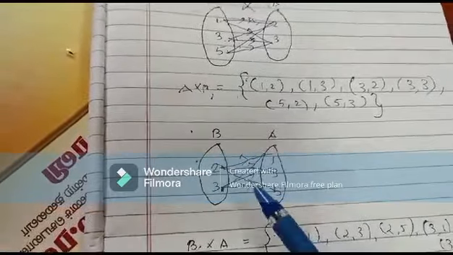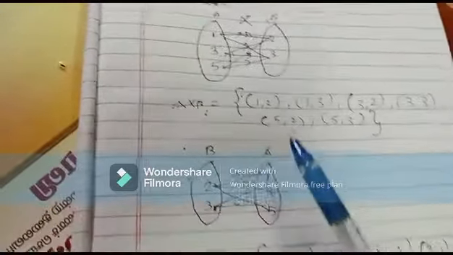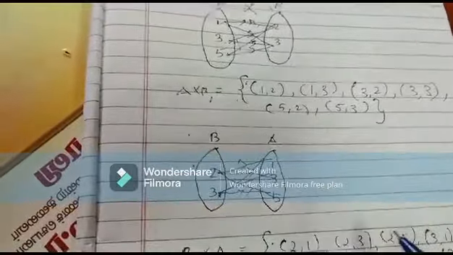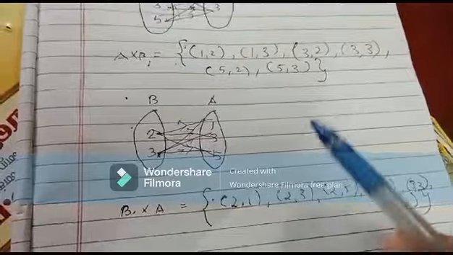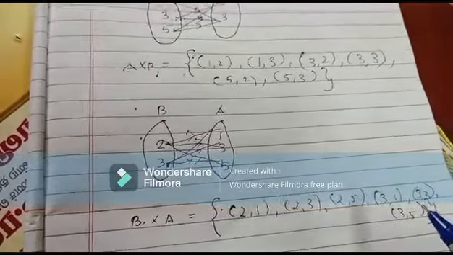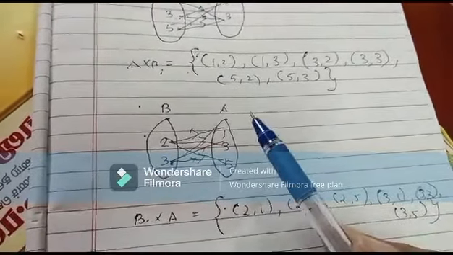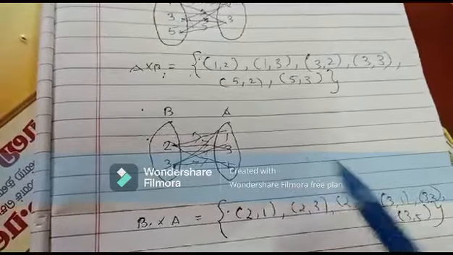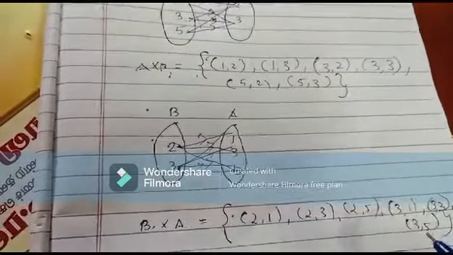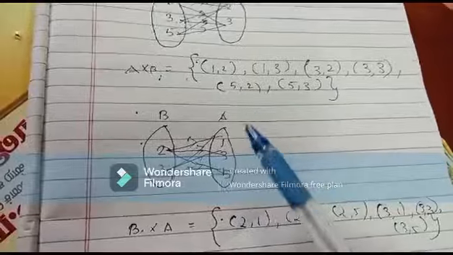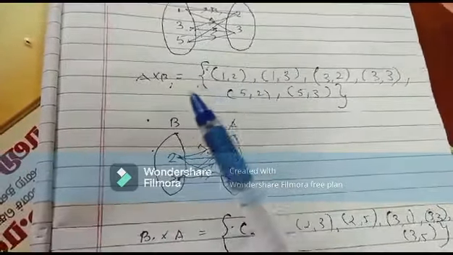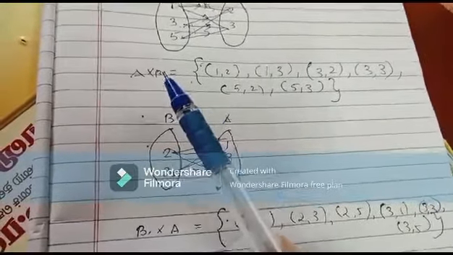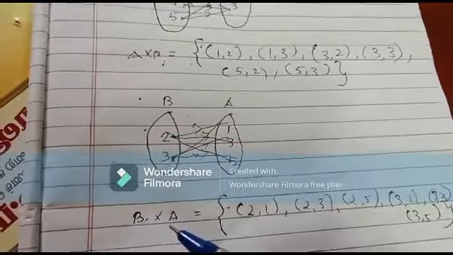It's not 1 comma 2. So elements are changing, right? It is not equal. Here 1 comma 3, here 3 comma 1, here 3 comma 2, here 2 comma 3, here 3 comma 3 — 3 comma 3 alone is the same, right? Others are all different. 5 comma 2, 2 comma 5, 5 comma 3 and here 3 comma 5. So you can find that all the other elements are different. Okay, it's not the same. So we conclude A cross B is not equal to B cross A.